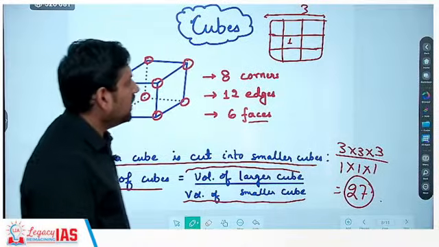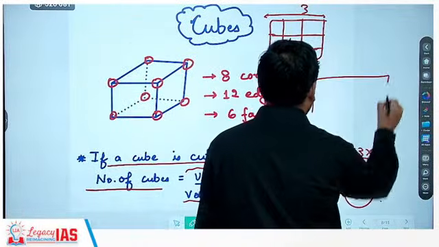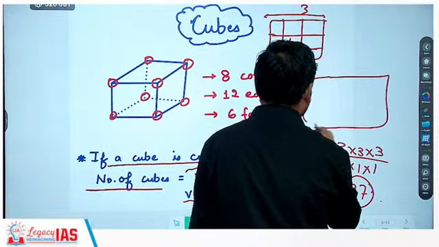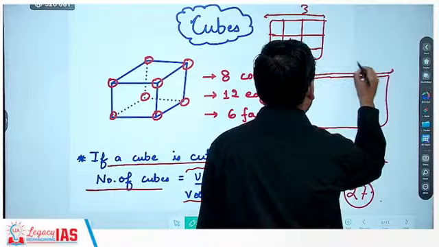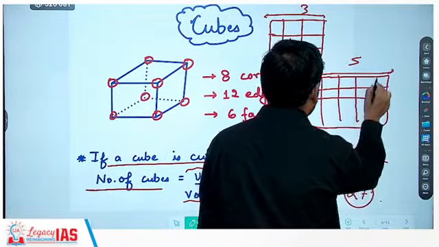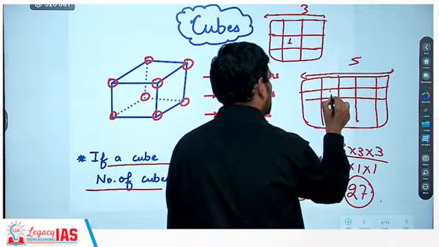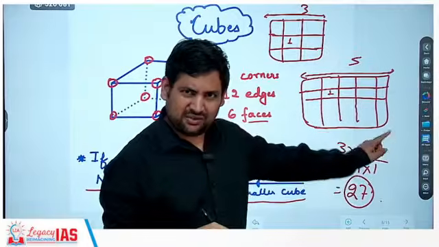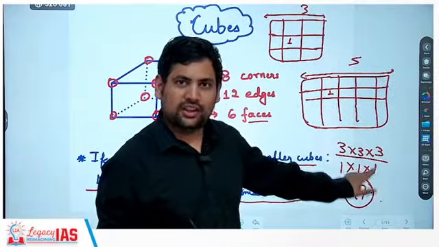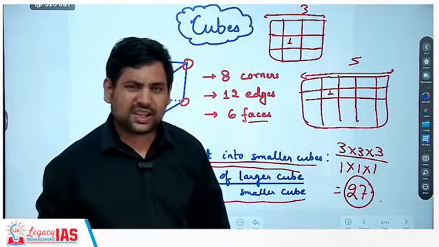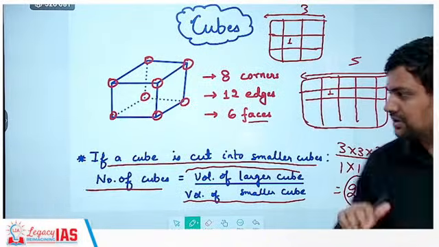Correct? Similarly, if I gave you that, let's say a bigger cube was cut. Now this cube has side of length 5, and when it was cut into smaller cubes like this, each small cube had side length 1. Then it becomes what? 5 into 5 into 5, 125, by 1 into 1 into 1, 125 by 1, 125 small cubes. This is the way we calculate the number of cubes first of all.